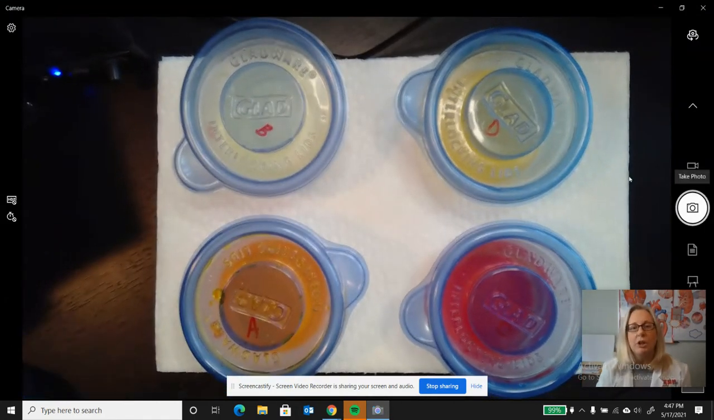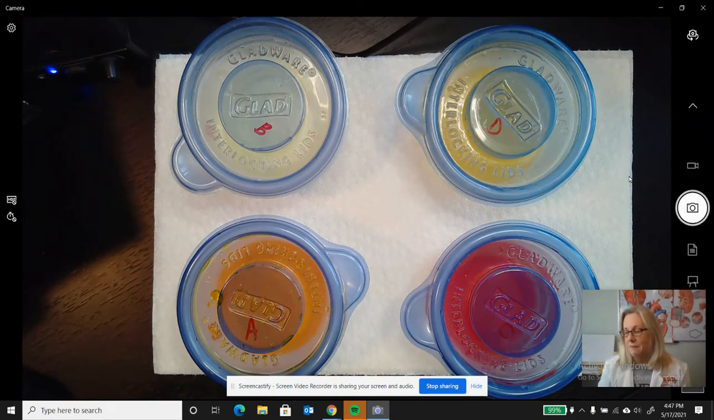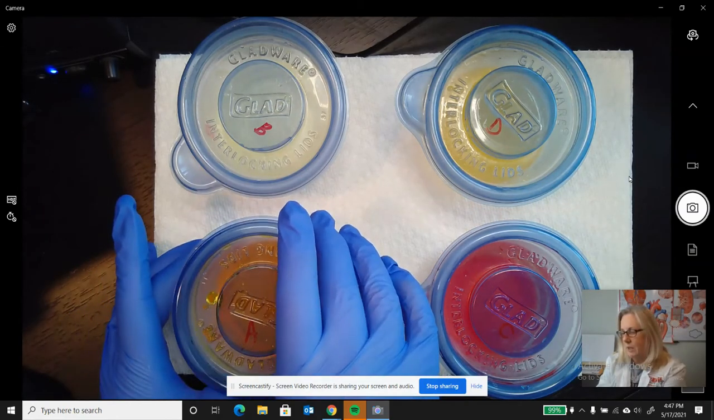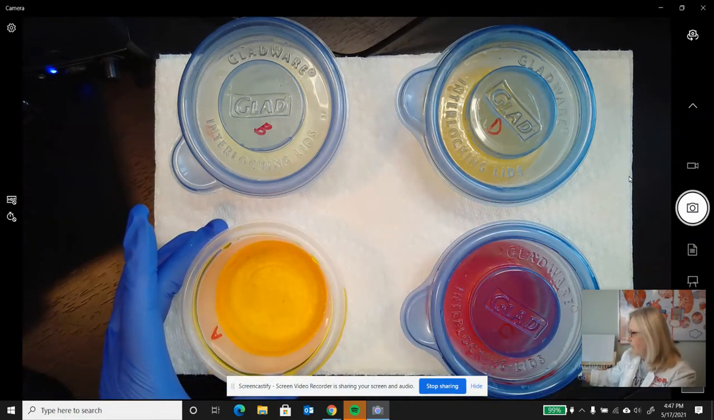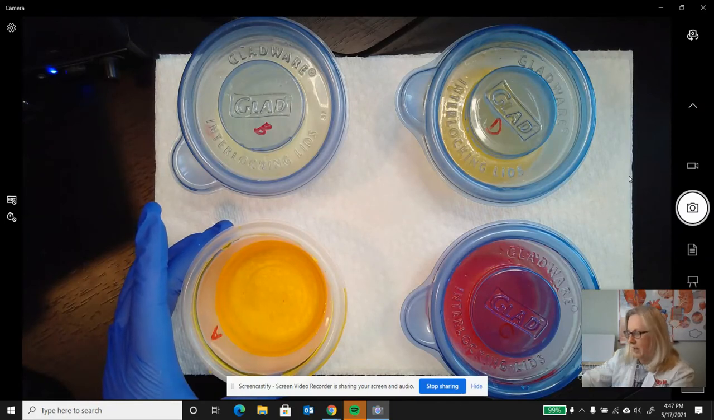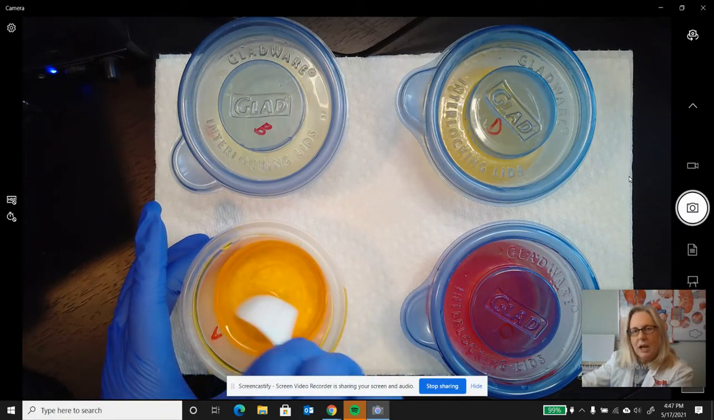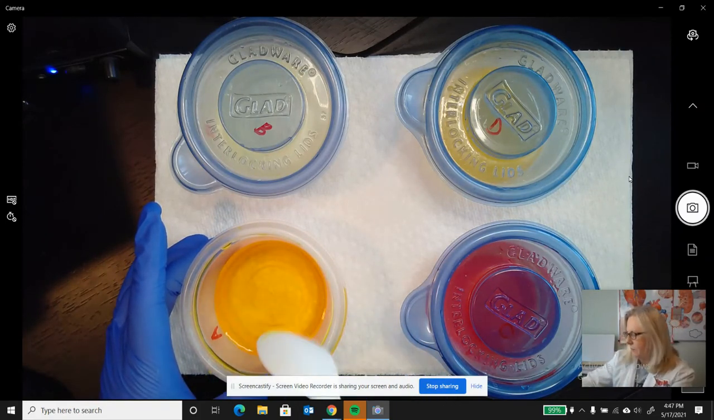Here are my 4 urine samples. We are doing A first. So here is sample A. I'm going to open up sample A. Here we go. I am going to give it a little bit of a stir just to make sure we have everything. You can kind of see what it looks like.